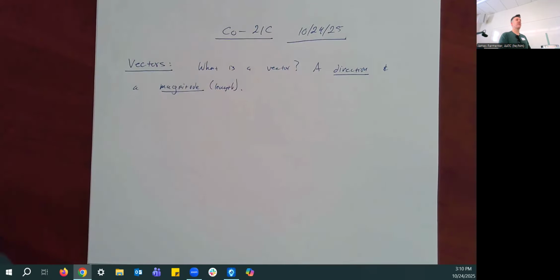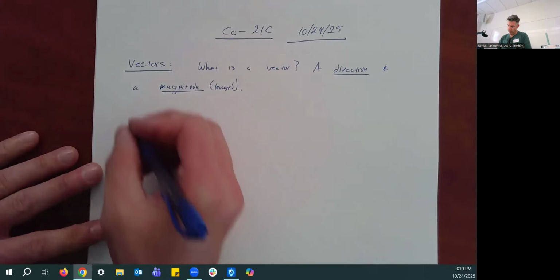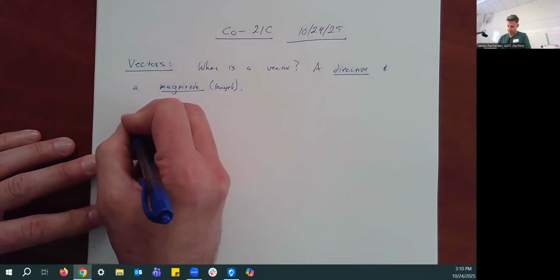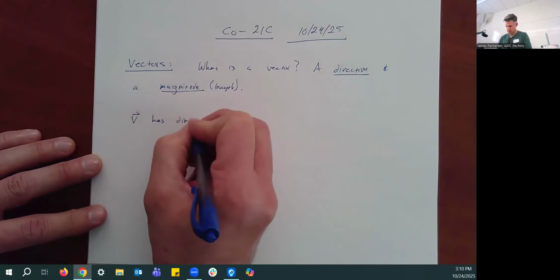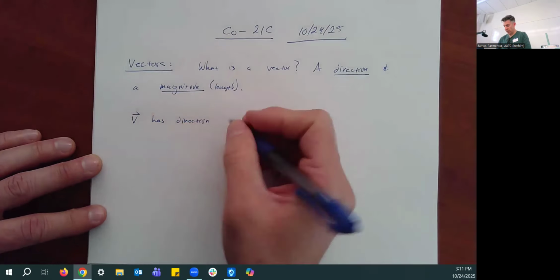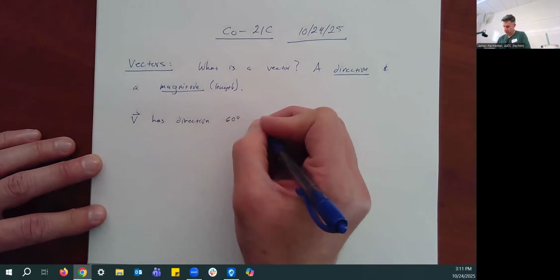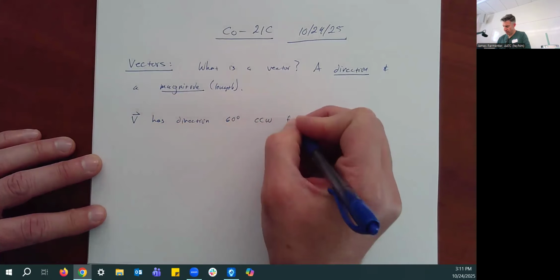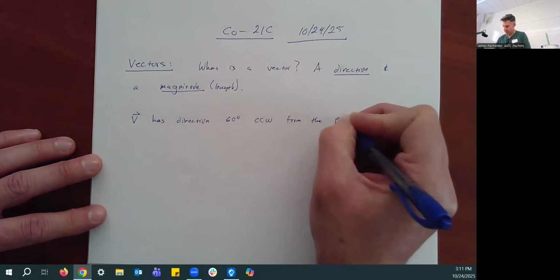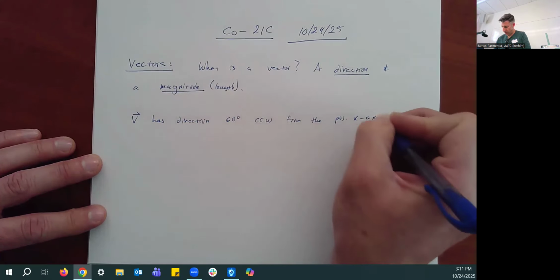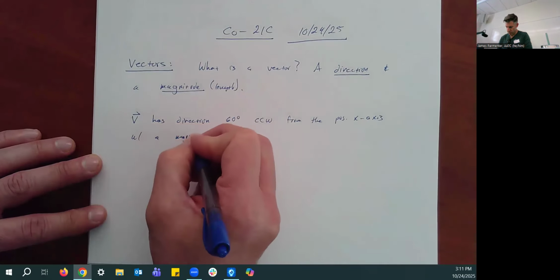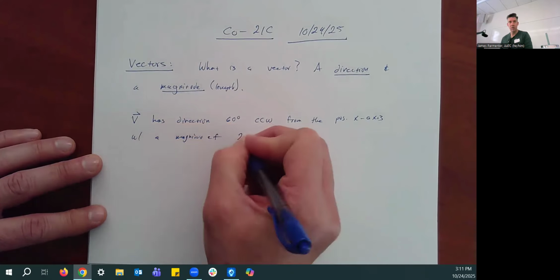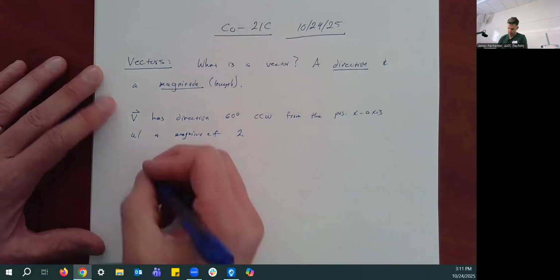But usually it's not very convenient to describe a vector in that way. Right? If I said, for example, the vector v has direction, let's make it, I don't know, 60 degrees counterclockwise from the positive x-axis. That's a whole mouthful right there, with a magnitude of 2. We could draw that.